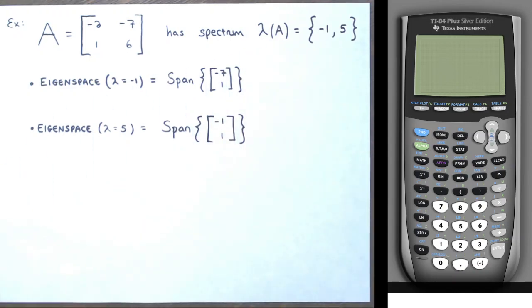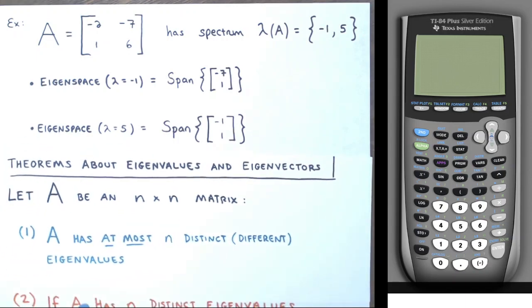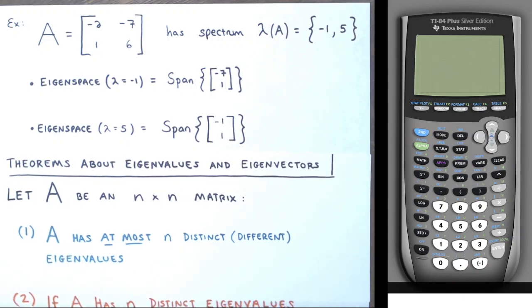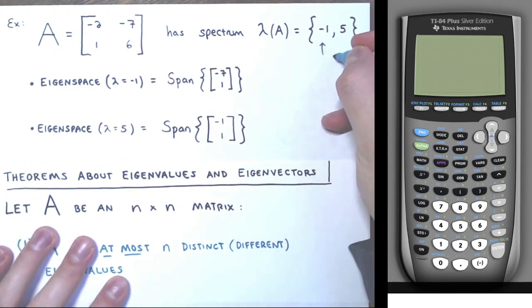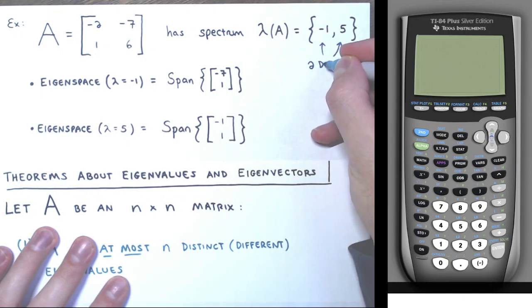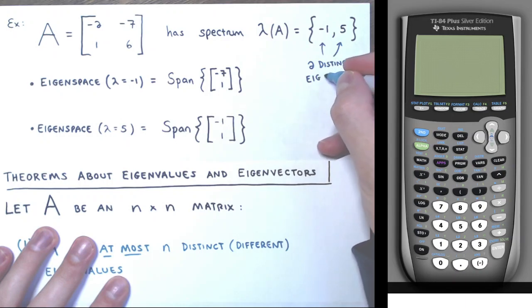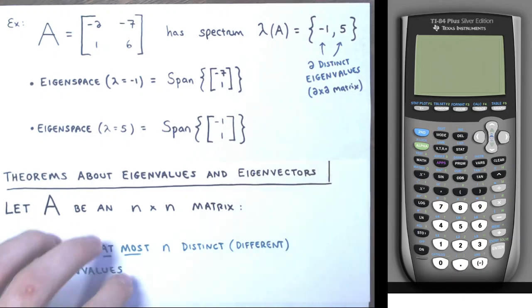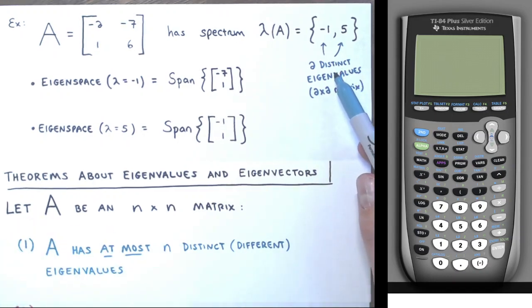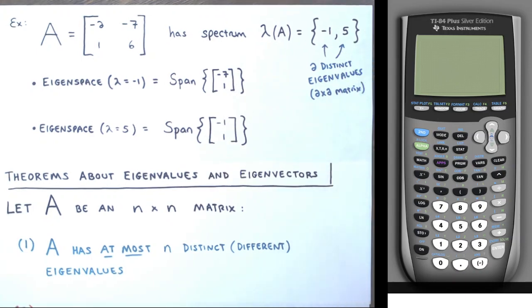All right. So right away I'm noticing from statement 1, right? Statement 1 applies here. A square matrix has at most n distinct eigenvalues, and you see here I have two different eigenvalues for this matrix. And it was a 2 by 2 matrix. So it can't have more than 2, and we're seeing that it doesn't have more than 2. It has exactly 2 distinct eigenvalues.